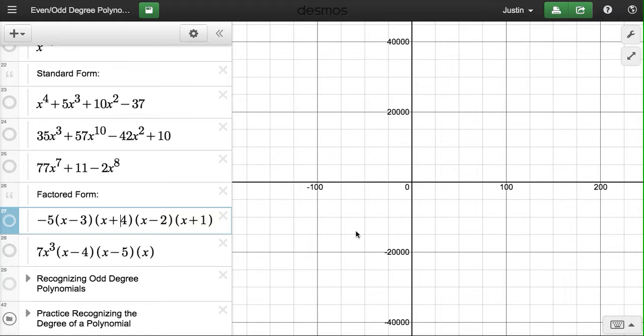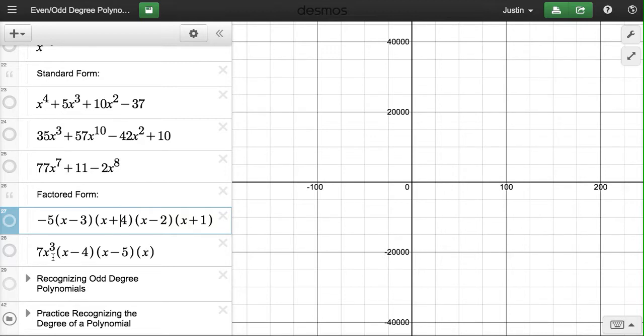When it's in factored form, I just count the x's. So I'm going to have 1x here, 1x here, 1x here, and 1x here. I add those up and I get how many? That's right, 4. So I have 4 x's, so it's x to the 4th power. Because when I multiply them all together, I get x to the 4th power. 4 is even, so it's an even degree polynomial.